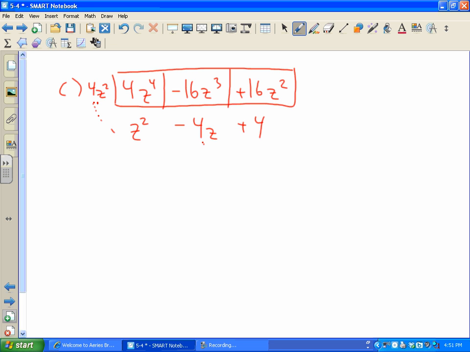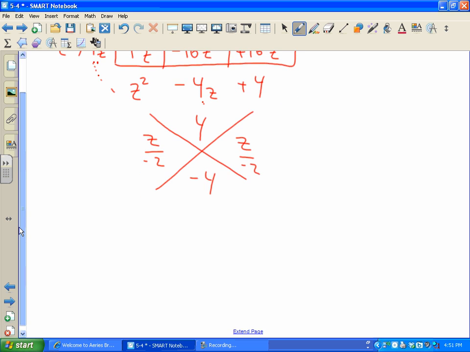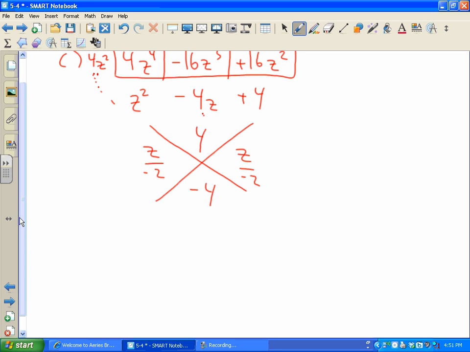At this point, I need to continue factoring, factor completely. Set up my problem. That's a 4, a negative 4. I have a z. I have a z. Two numbers that multiply together to give me 4 and add together to give me negative 4. Those two numbers are negative 2 and negative 2. So I'll write my factored form. Those fractions don't reduce. I have a z minus 2 times a z minus 2.